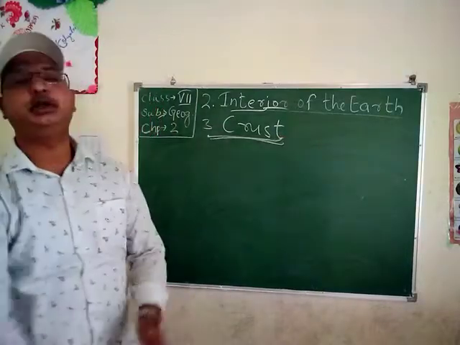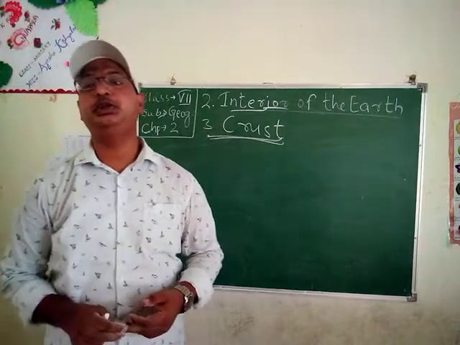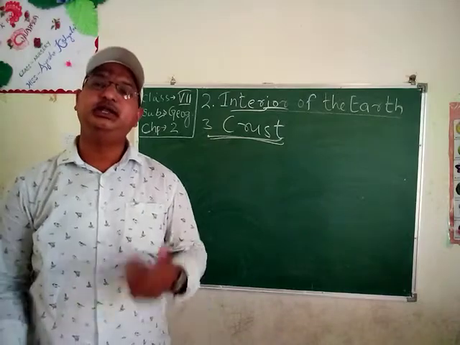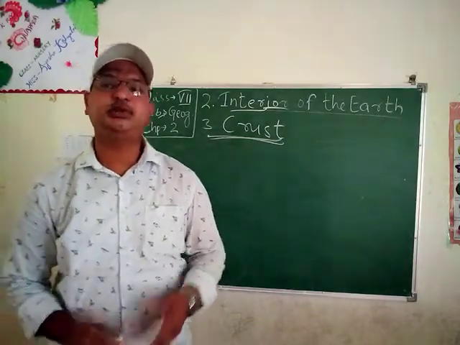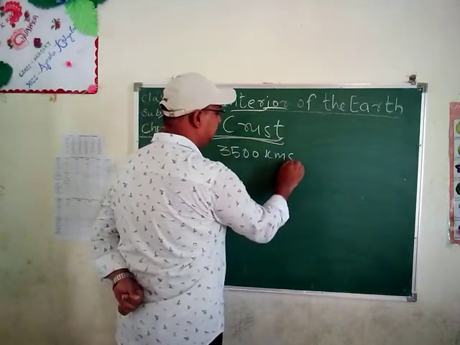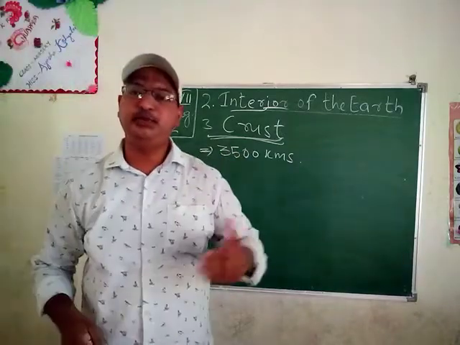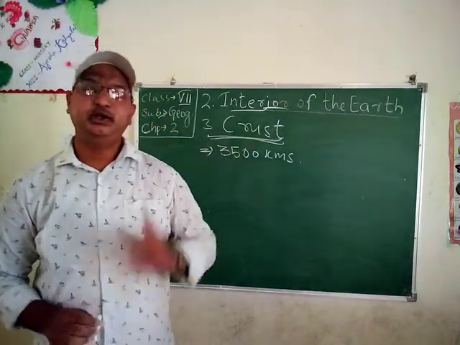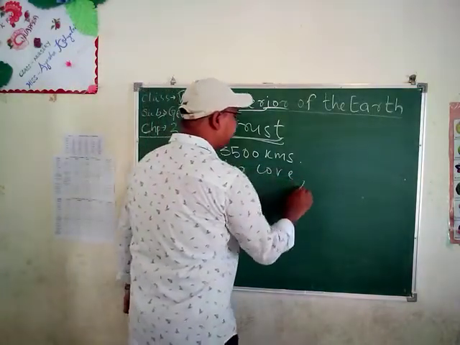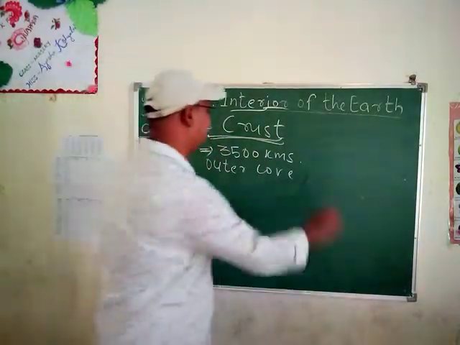Students, one of the most important layers of the earth is called the core. The part of the earth beyond the mantle and ground center is called the core. It is the innermost of the earth with a radius of about 3500 kilometers, which is deep inside the earth. It is divided into two parts. The first one is the outer core, and the second part is known as the inner core.